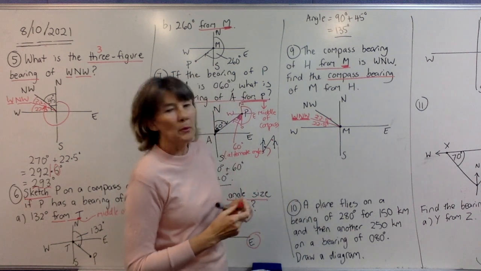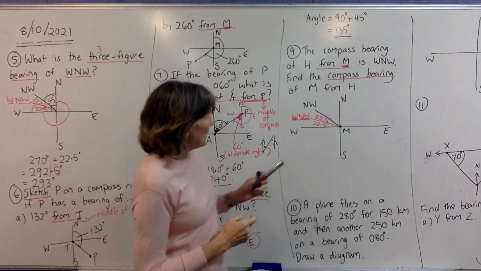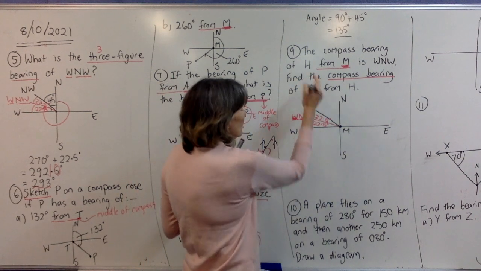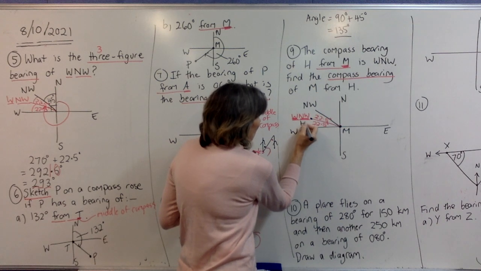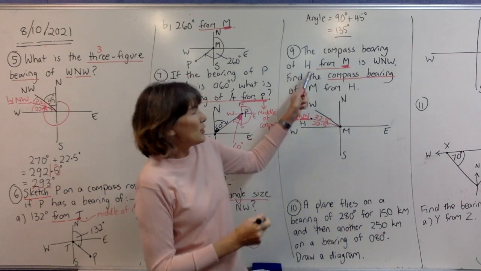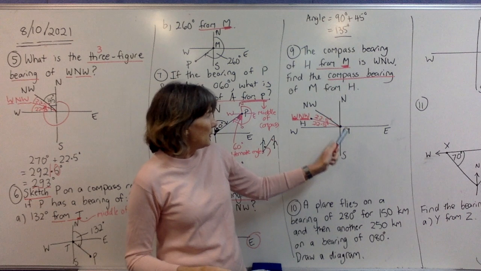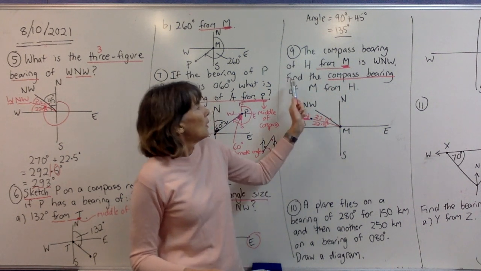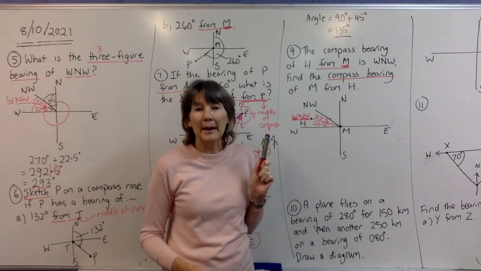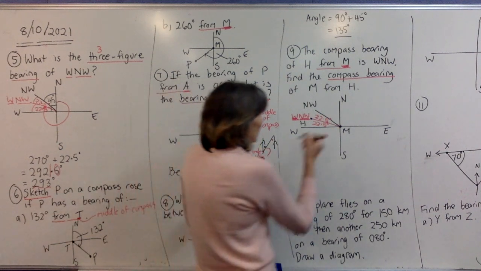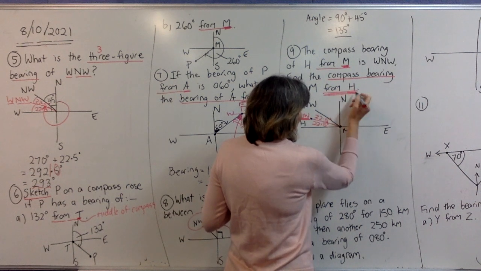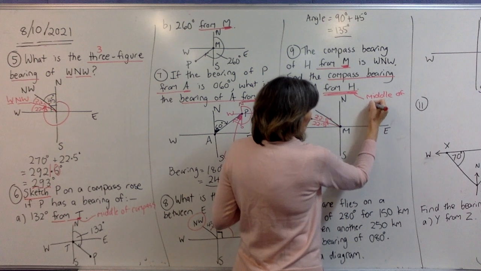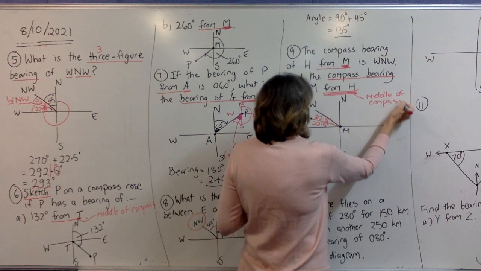Okay, now they want the compass bearing of M. Now M's on the end of this line here, so sorry, H is the other letter, so we'll put that there. So this was H from M, where M's in the middle of the compass, and this is H on the other end of this west-northwest. We're finding the compass bearing of M from H. So this time, H is in the middle of the compass. Now, is it in the middle of the compass now? Let's have a look. No, it's not.